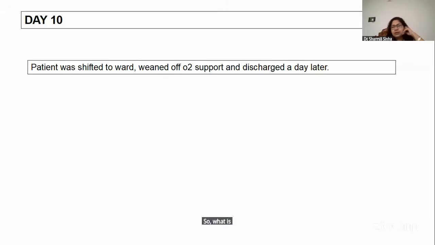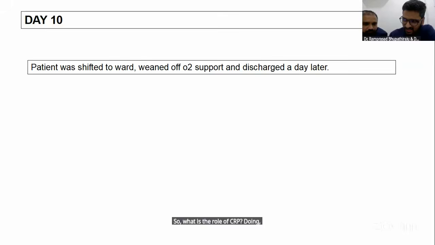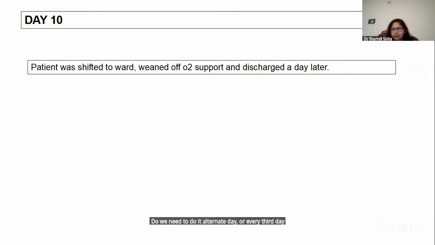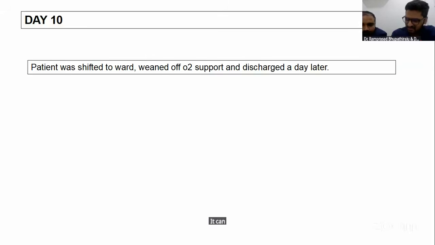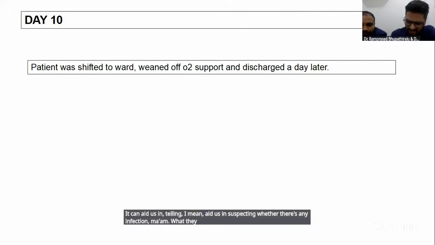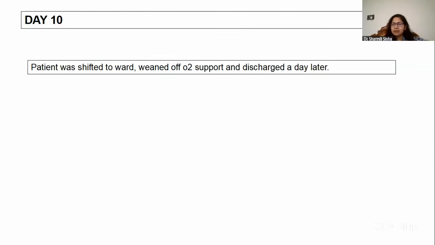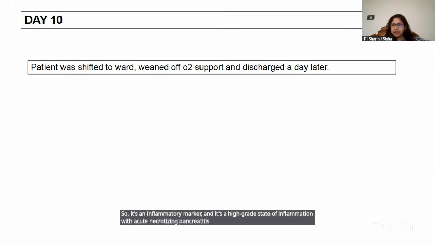So, what is the role of CRP? Do we need to do CRP every alternate day, every third day, something like that? It can aid us in suspecting whether there's any infection. Ma'am, what they say is it has a better role after 48 hours rather than early CRP. It's an inflammatory marker, and with acute necrotizing pancreatitis there is a high grade state of inflammation. So it's got to be high, and it does not have any prognostic or therapeutic value in these cases.